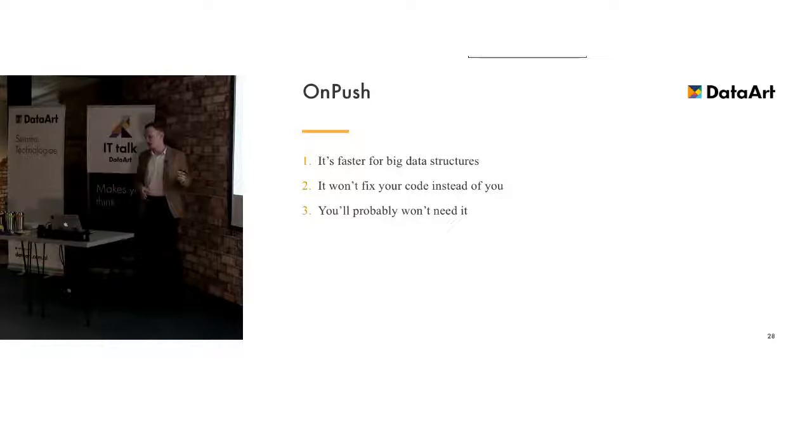And please keep in mind, it won't fix code instead of you. So it can help you, but it's not a kind of silver bullet which solves all your problems. It solves problems of Angular. It solves the problem of useless change detection listeners. So onPush simplifies the app, reduces the performance overhead, but makes things a little bit more complicated. And you probably won't need it. It's something you need for a big amount of data, big structures where you have many DOM elements, many listeners, and many places where data is represented.